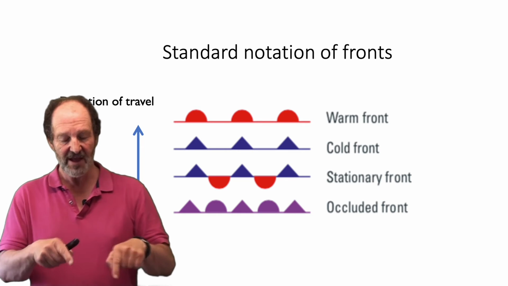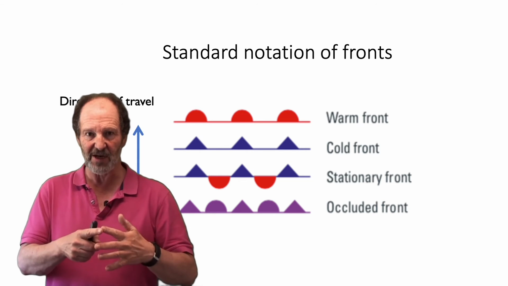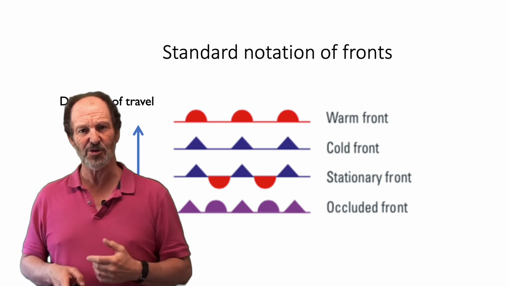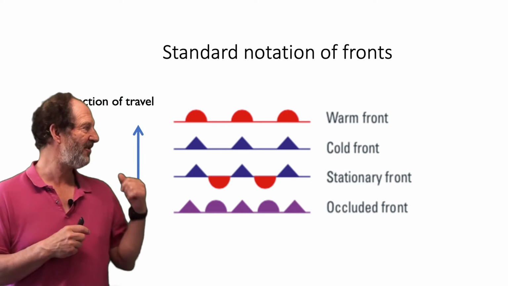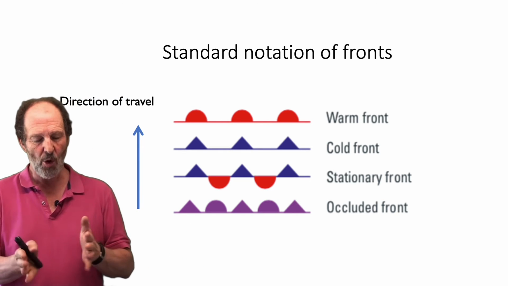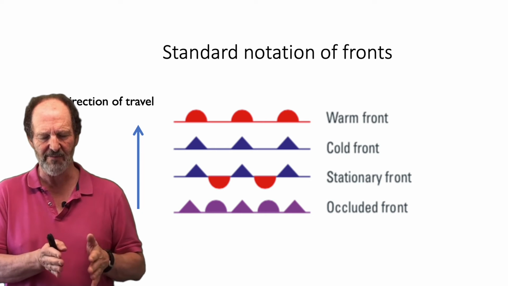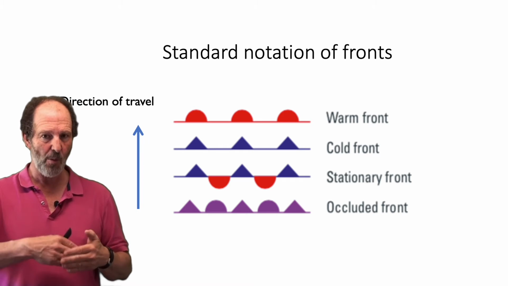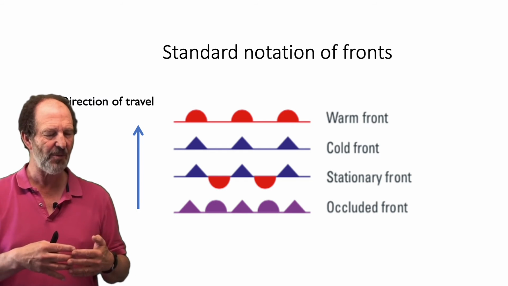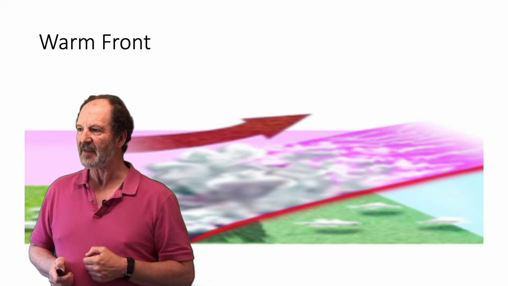So if the little semicircles or the triangles, icicles if you like, are pointing in one direction, that is the direction of the front. So you see the third one down there is a stationary front. It's got warm air on one side and cooler air on the other, but it's not going anywhere, so there's no movement. The bottom one, an occluded front, is where you've got warm and cool air, and I'll look at that in just a moment, but that is still moving.